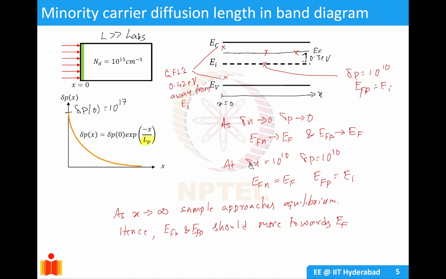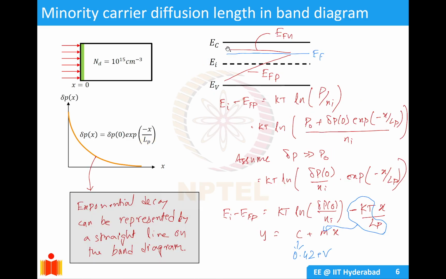From earlier we had seen that at 10 raised to the power 10, EFN is equal to EF and EFP is equal to EI. So as x approaches infinity, the sample will approach equilibrium. Hence EFN and EFP should move towards EF. Initially you have delta P naught equals 10 to the power 17. For that we had calculated 0.42 eV above and below. So your EFN goes like this and your EFP goes like this.